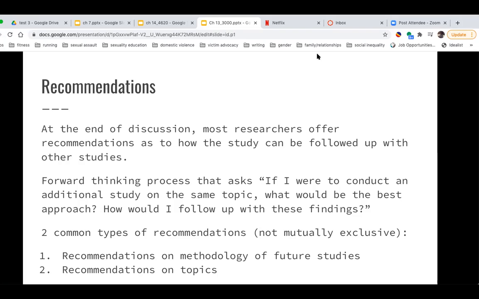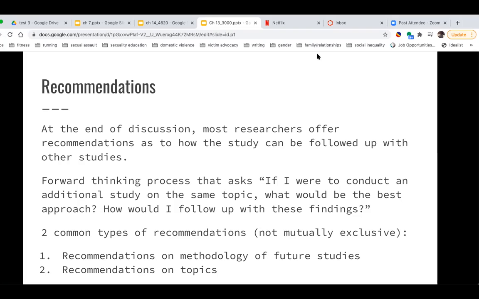One is recommendations on methodology. So this is where you maybe offer a recommendation to use a different method or to use a different measurement tool, or to maybe do the same method and measurement tool, but with a different population. And then the other type of recommendation is a recommendation on topic. So maybe in order to understand this phenomena better, there needs to be some other phenomena that is related to it that needs closer study.